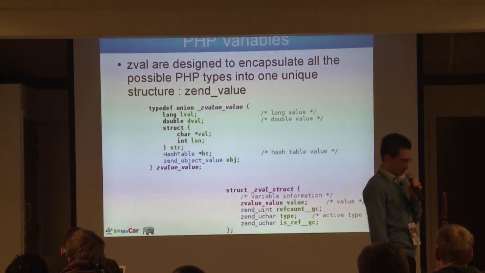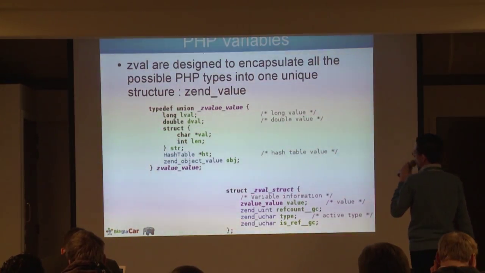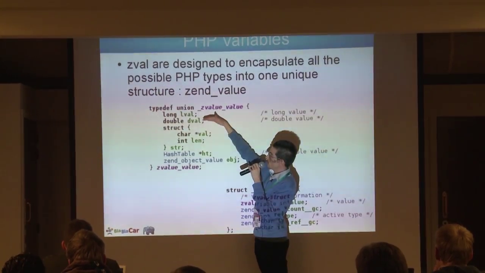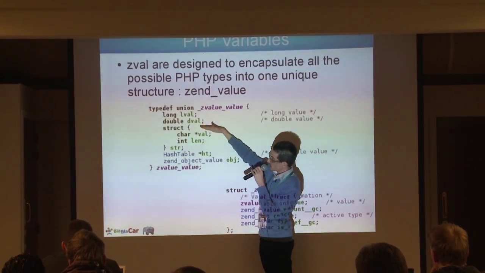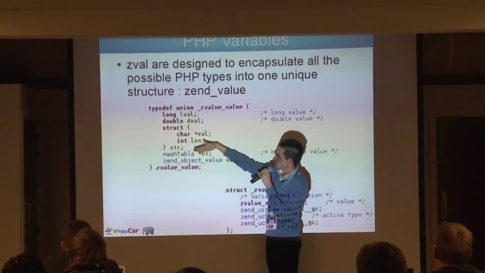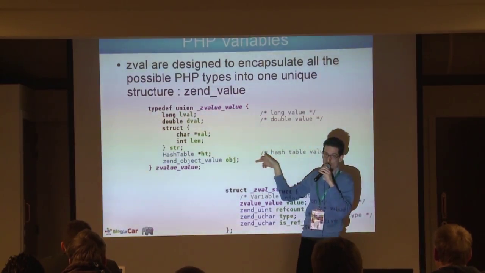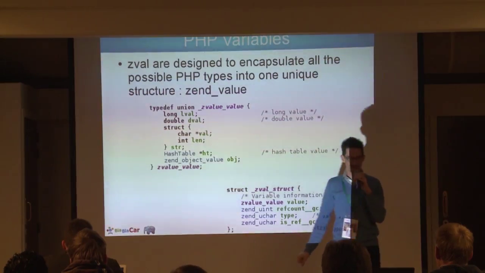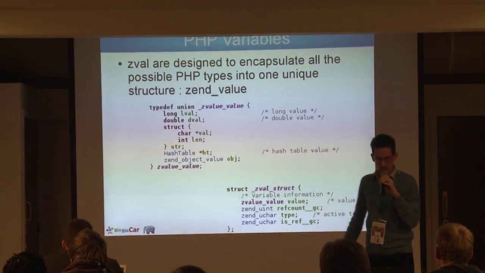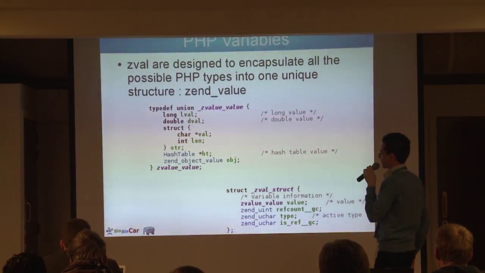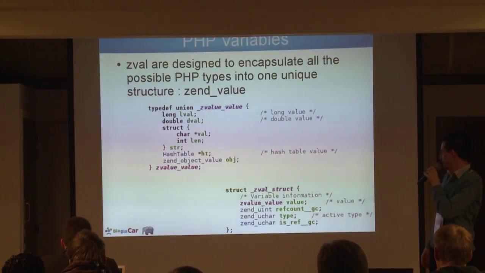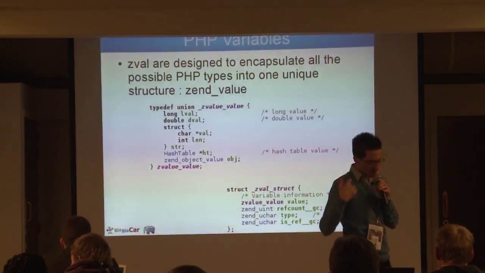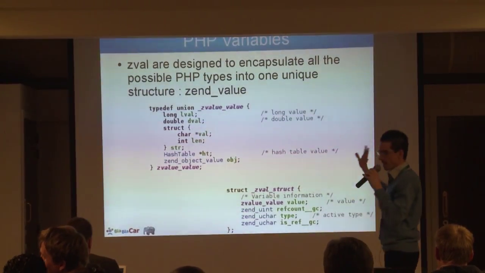So the value is used for integers, PHP floats, PHP strings, PHP arrays, and PHP objects. Resources are something a little bit different, a little bit more complicated, but we won't talk about it now. So this is allocated. This is not very heavy.